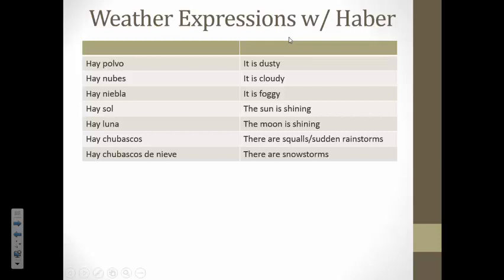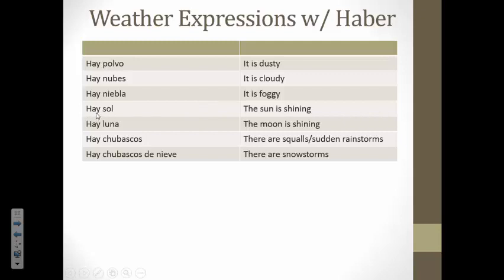When you say hay polvo, you're literally saying there is dust. Okay, in English that would mean it's dusty outside. Obviously that doesn't really apply to Indiana. But hay polvo, maybe if you were out west, it's dusty. Hay nubes literally says there are clouds, translated as it's cloudy out. Hay niebla, there is fog or it's foggy outside.